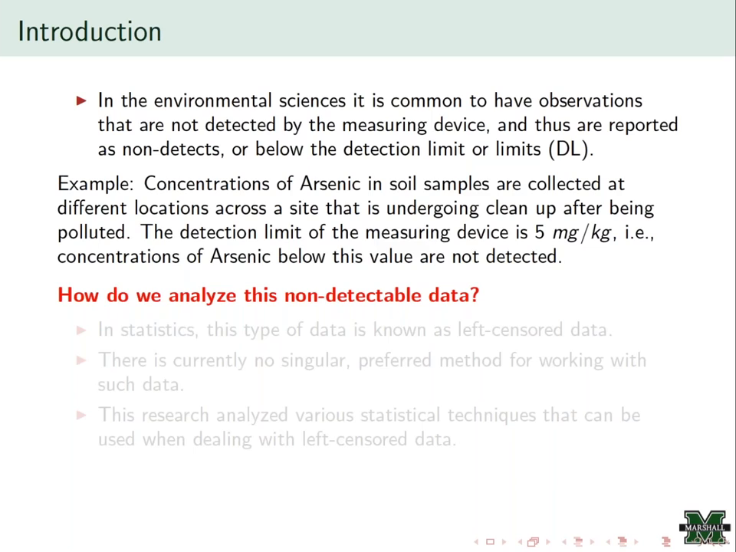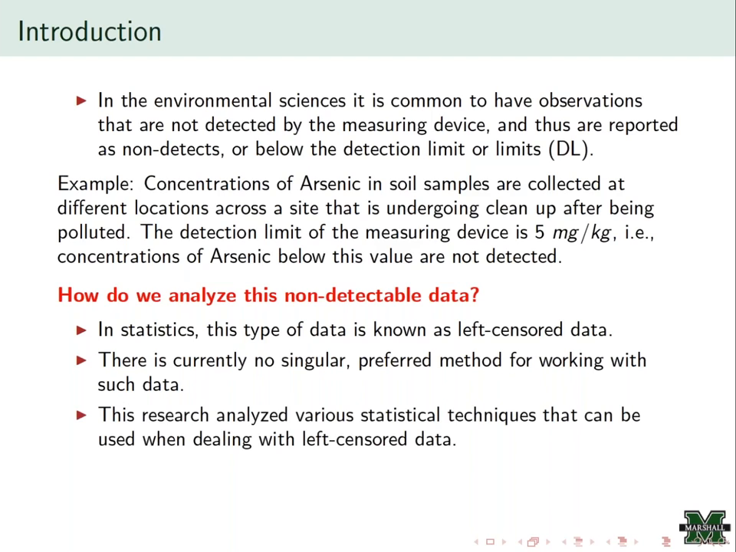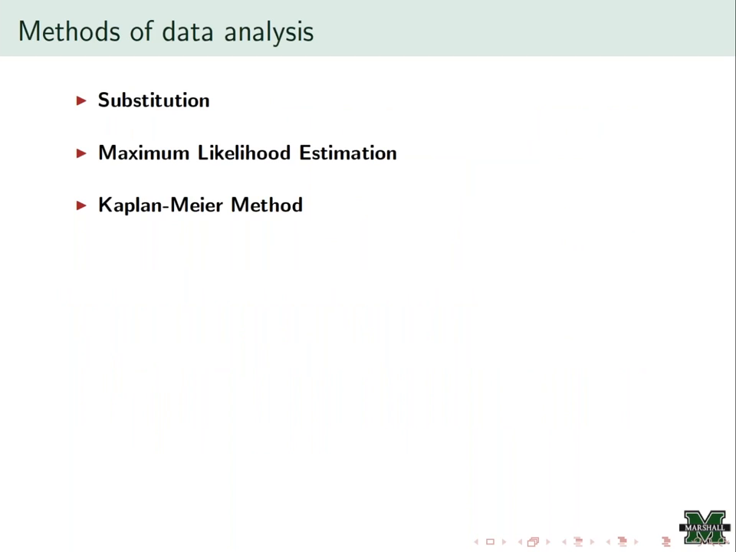So the question is, how do we analyze this non-detectable data? We know it exists, but we don't know anything except that it is underneath a certain value. In statistics, this type of data is known as left-censored data. There is currently no singular preferred method for working with such data, so this research analyzed several different statistical techniques that can be used when dealing with left-censored data.